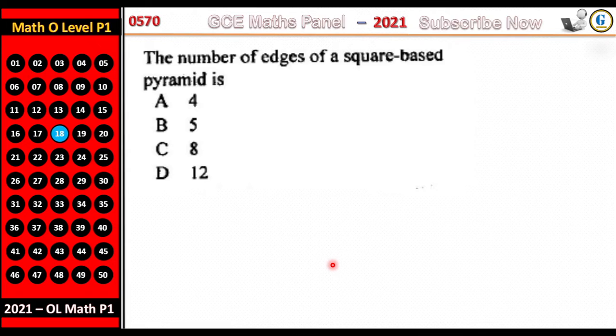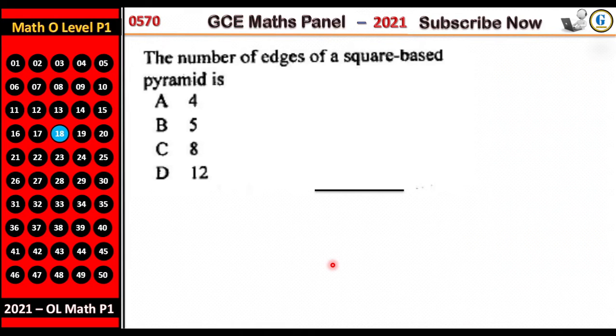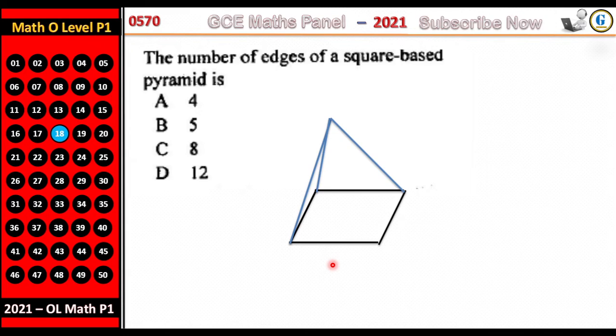The number of edges of a square base pyramid is... For any pyramid, the number of edges is the number of edges on the base times 2. So if it's a square base, then it has 4 edges. Total number of edges should be equal to 8. Let me draw a square base pyramid and you see. This is a square base pyramid.